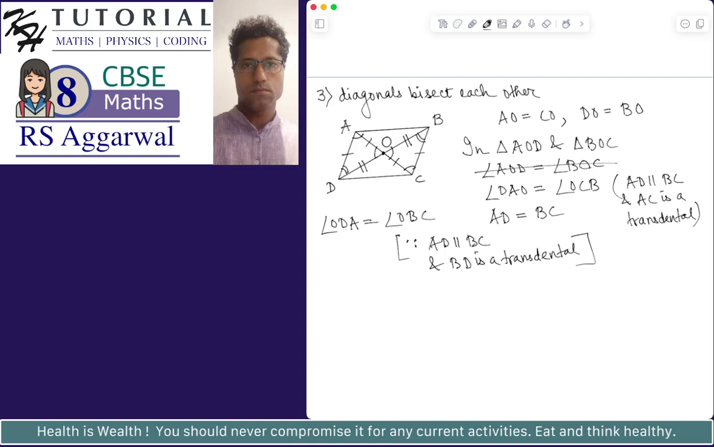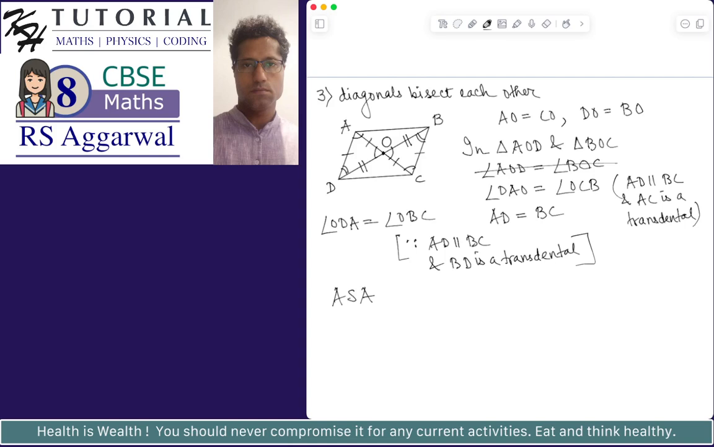Alternating interior angles or alternating opposite angles. I just forgot all those terms. Anyway, I hope you are getting the idea. So we can see that we have established two angles on one side equal in both the triangles. That is, we have two corresponding equal angles and one corresponding equal side. Now, in that case, we must have ASA congruency satisfied, that is angle side angle.